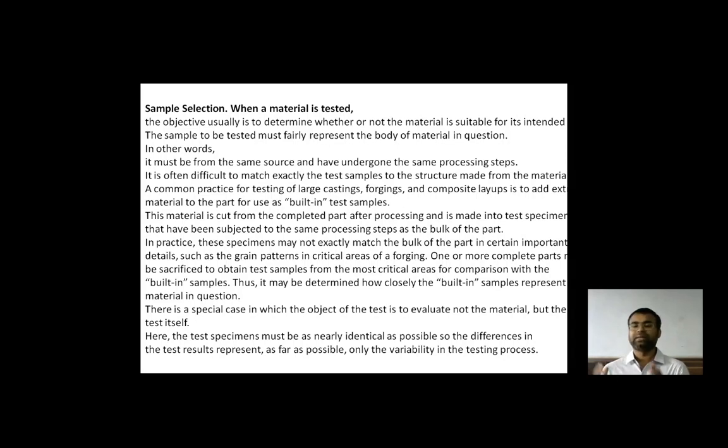So sometimes this kind of difficulty arises in matching the particular test sample to the structure which is made by that particular process. So a common practice for testing of large castings, forgings and composite layers is to add extra material to the part for use as a built-in test sample.